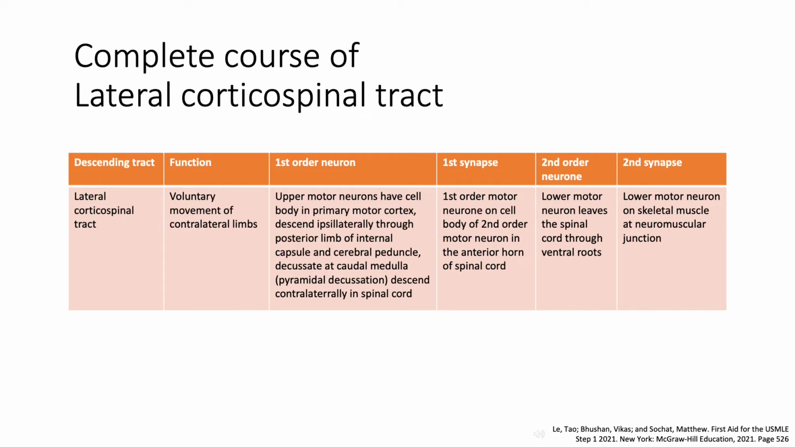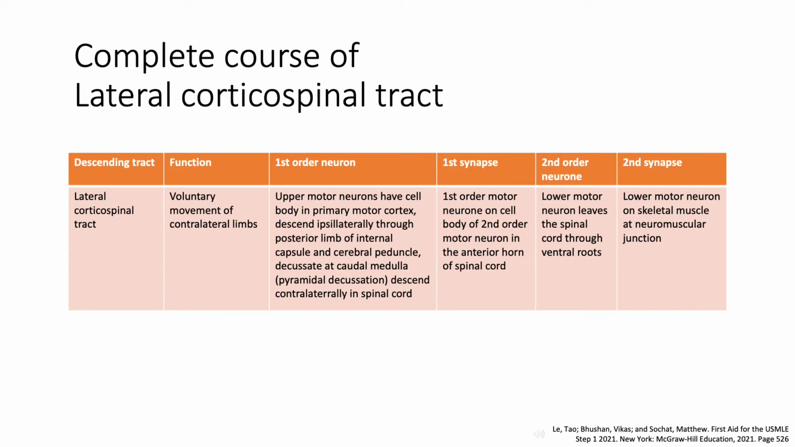So, first order neurons in the lateral corticospinal tract are the upper motor neurons, as they are also called, and they have their cell body in the primary motor cortex. They descend ipsilaterally through the posterior limb of the internal capsule and cerebral peduncle. These are parts of the brain which you need to be familiar with in neuroanatomy, and they take a seat at the caudal medulla, the lower portion of the medulla. This specific region is also known as the pyramidal decussation, and then they descend contralaterally in the spinal cord, as we already said. Where is the first synapse?